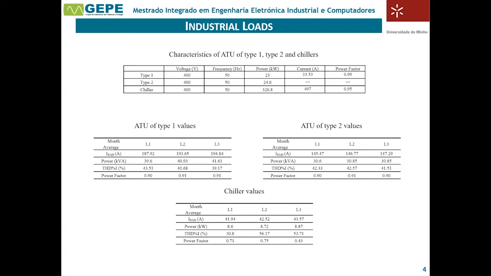The characteristics of the equipment were extracted from the constructor's plate, and the average monthly values are provided by the energy platform of the factory. The values were compiled in terms of current, apparent power, current distortion, and power factor. These values can be checked in the presented tables.